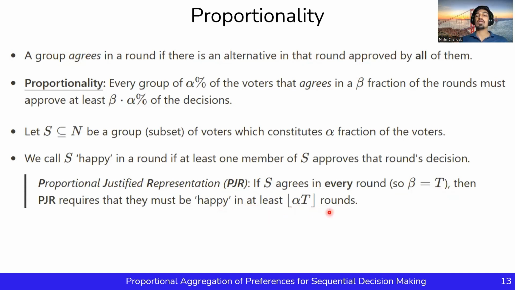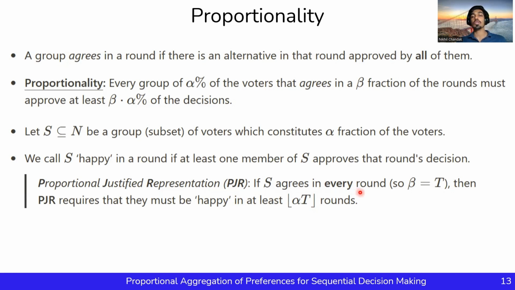Basically, in at least alpha t rounds, one member of S should approve those rounds' decisions, although this member can differ across rounds. So it is not necessary that a single member should approve all of the alpha t rounds' decisions. Note that PJR requires S to agree in all of the rounds, which is quite stringent.